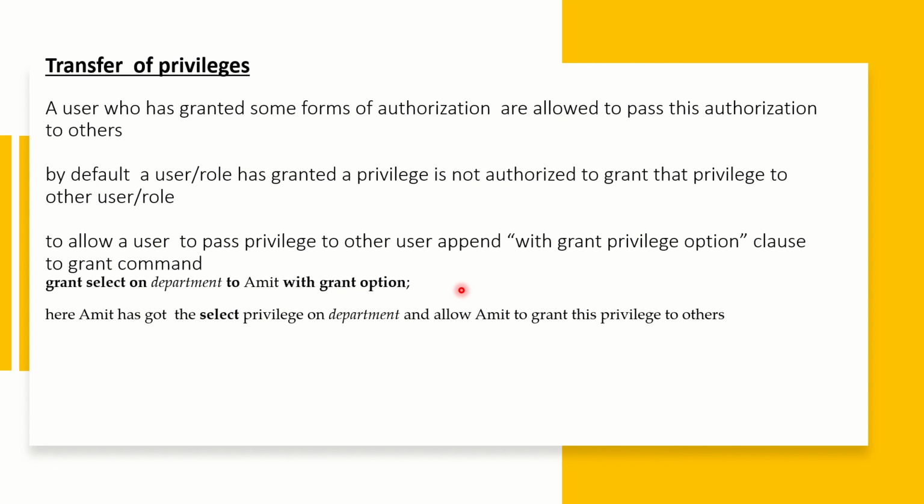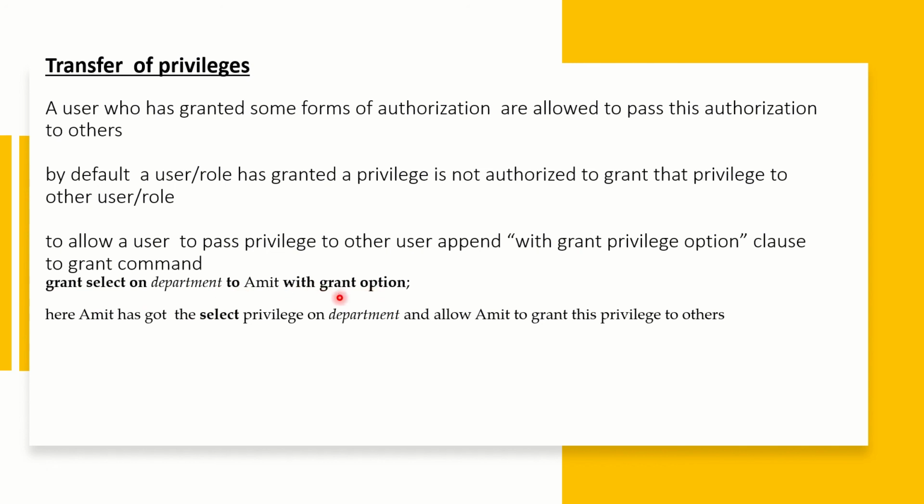For that purpose, suppose I have given a right to transfer my authorization to another one. I have to use a term that is called with grant option. With grant option means I have given the right to grant my privilege to another person. So this is the syntax for that. For example, grant select on department to Amit with grant option.